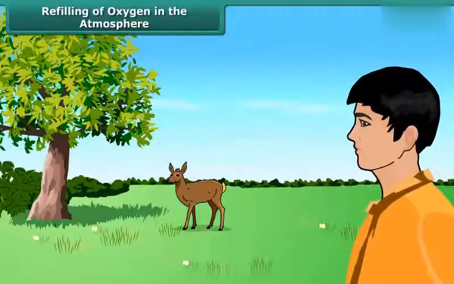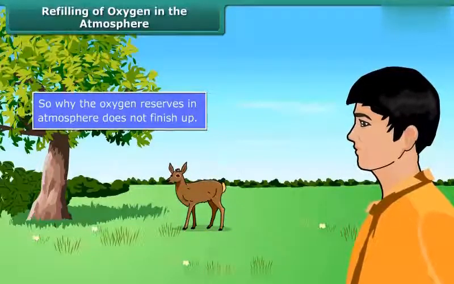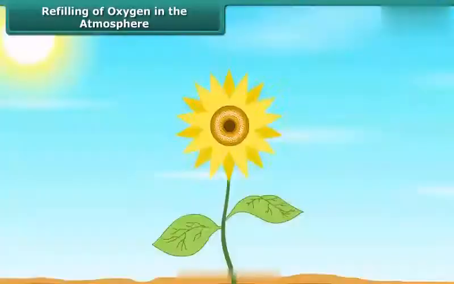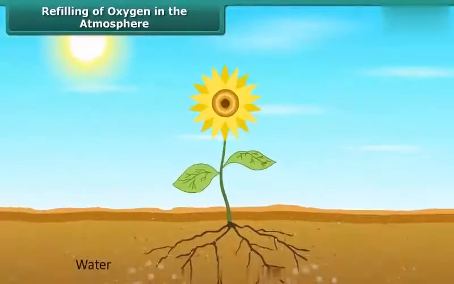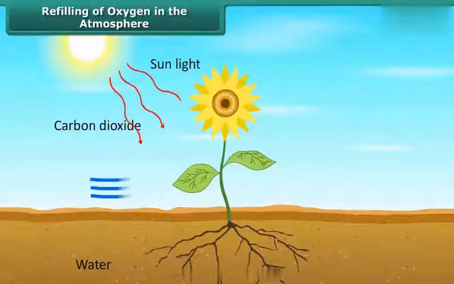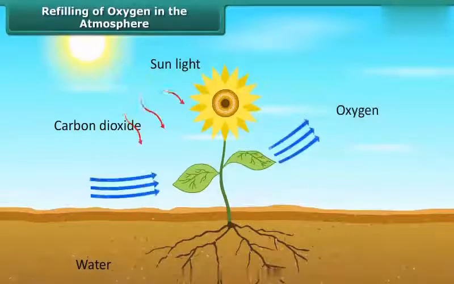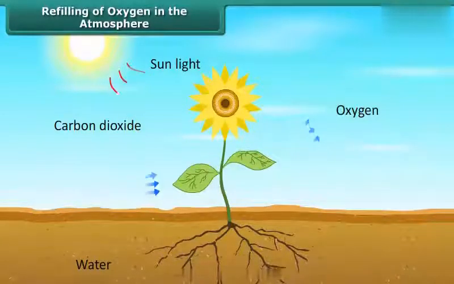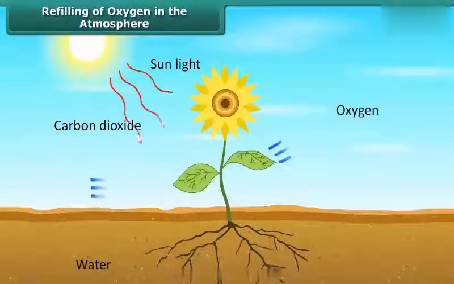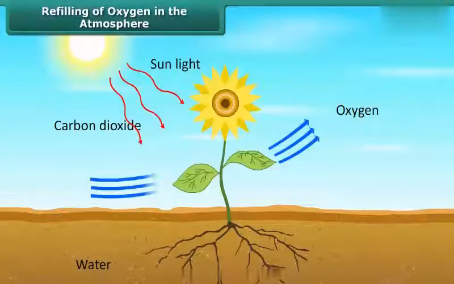Several billions of humans, animals, and other organisms consume a huge amount of oxygen from the atmosphere every day. So why do the oxygen reserves in the atmosphere not finish up? Do you know how? The plants produce oxygen during photosynthesis. This oxygen is released into the atmosphere. Plants also consume oxygen for respiration, but they produce more of it than they consume. So the plants silently save us from dying without even being noticed.